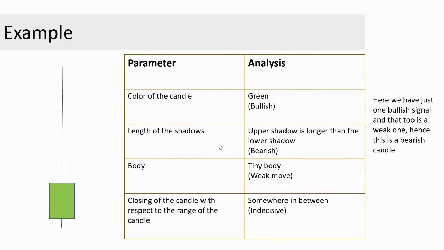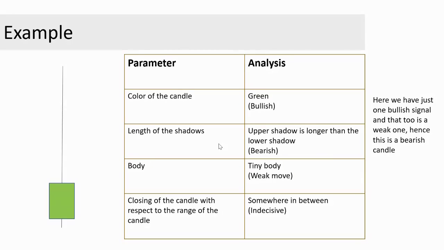Let's take an example. This candle, it looks like a shooting star, but it is not because it has a small wick at the bottom, and that is considerable. If the wick is not visible, then we can consider it as a shooting star. So let's put that into the template. Color of the candle, green. Length of the shadows, upper shadow is longer than lower shadow. So it is bearish. Body, tiny body. Weak move. Closing of the candle, somewhere in between. Again, try to picture this with respect to 3 points, low, mid, and high. This is more closer to the mid as compared to the low or the high. So the closing is somewhere in between.